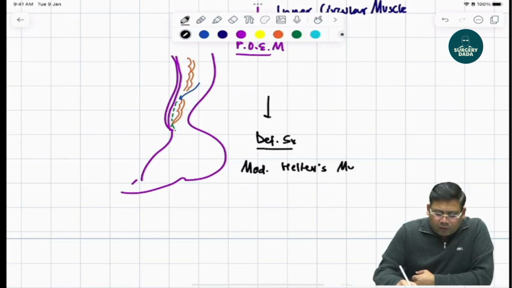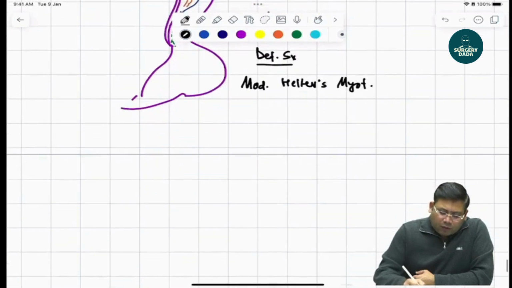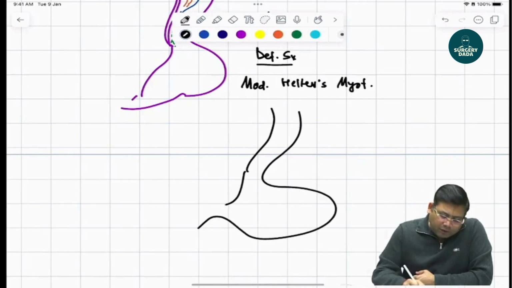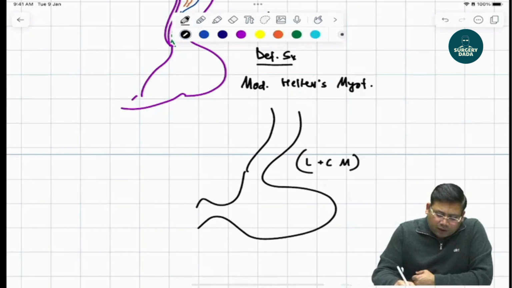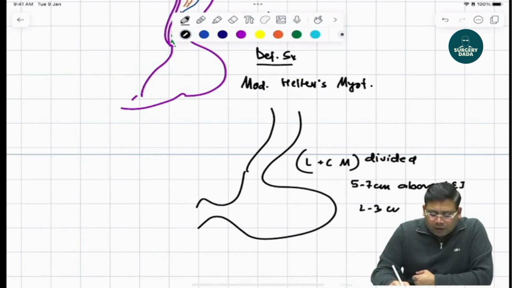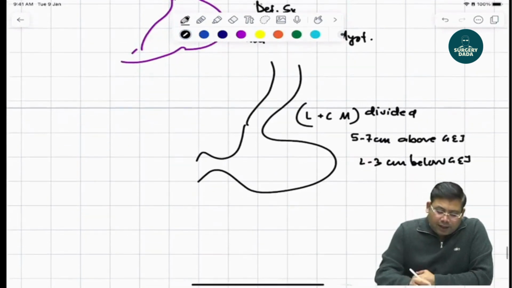Remember, when we talk about modified Heller's myotomy, what is the modification? You have to understand the division of both the longitudinal plus circular muscles. Both are divided. They are divided 5 to 7 centimeter above the GE junction, and remember 2 to 3 centimeter below the GE junction. There are 2-3 questions on this. What is ideal Heller's? I have told you this is the level of division.